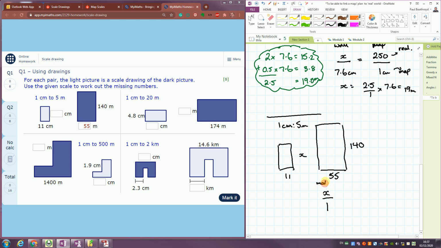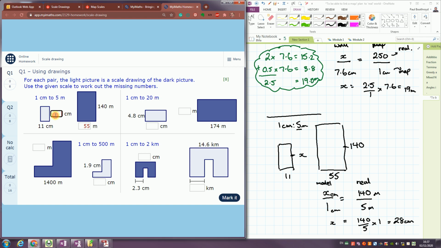So this is the model, equal to the real thing on the same side as this 140, and its ratio was the 5 metres. So the model length for that is going to be x equals 140 divided by 5, which is 28, times 1, so 28 centimetres. Okay. Yeah, both parts are correct.